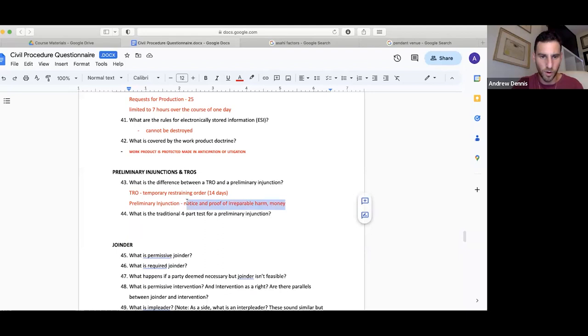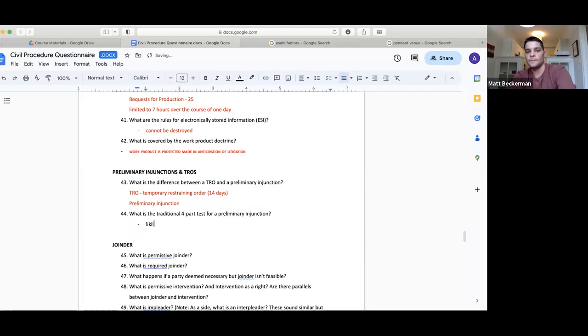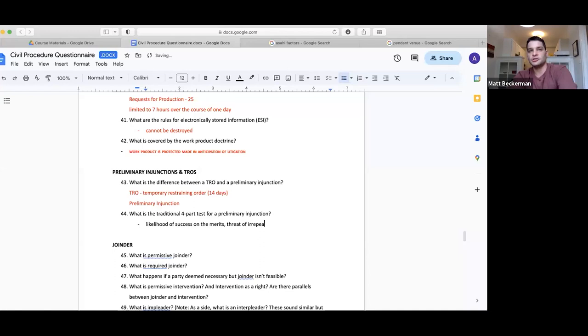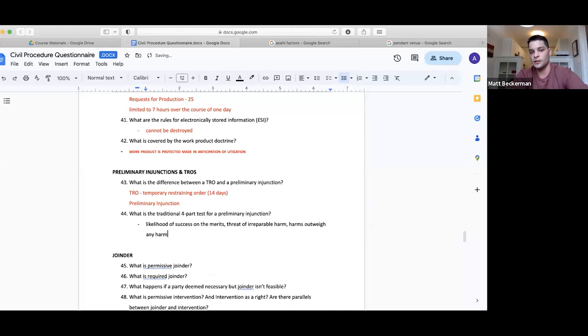Yeah, so likelihood of success on the merits, that's the most important factor by far. And then you also have the threat of irreparable harm if the preliminary injunction is not given. Like, if the falafel shop across the street isn't stopped, then my bike store next door will smell like falafel. I don't know, that's probably not very harmful. The harm alleged by the movant outweighs any harm to the non-moving party. On one hand, the falafel shop has to go out of business. On the other hand, the bike shop doesn't smell like falafel. So it clearly harms one party more than the other.